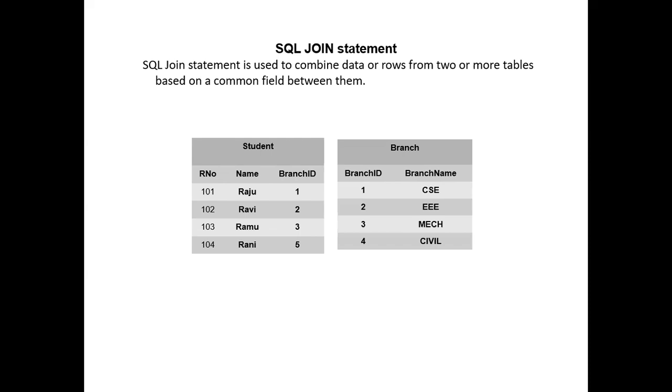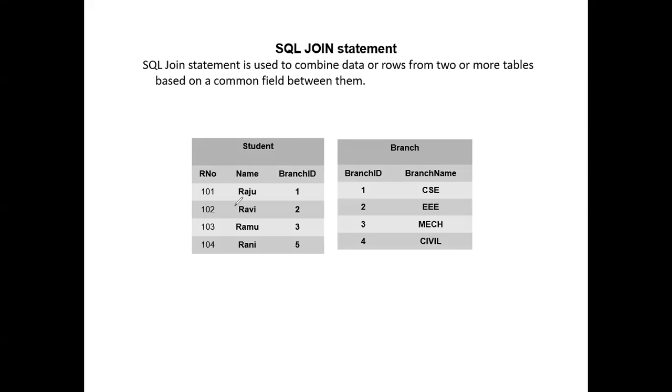Now let us assume that there are two tables available in the database. Here I am taking the two tables as the student table and the branch table. This student table has three columns and four rows. Similarly, the branch table has two columns and four rows. Now we are going to join these two tables.